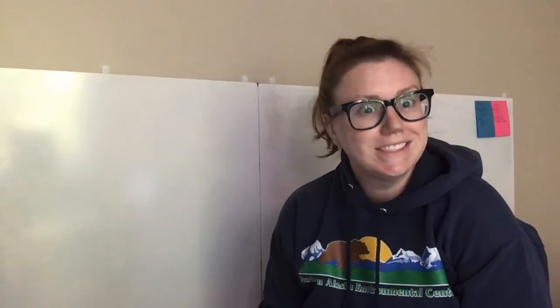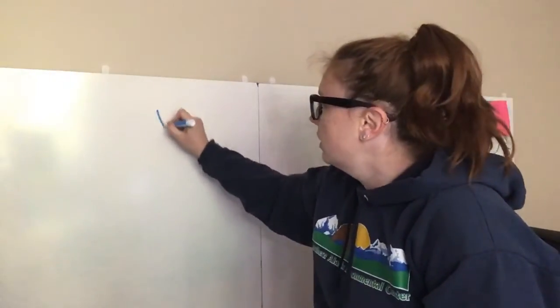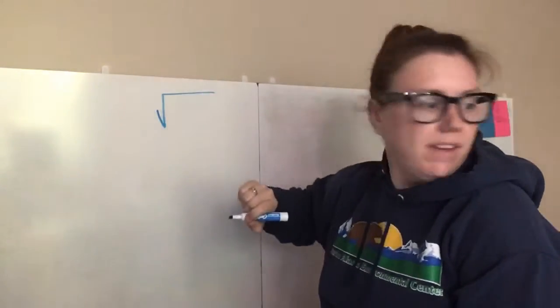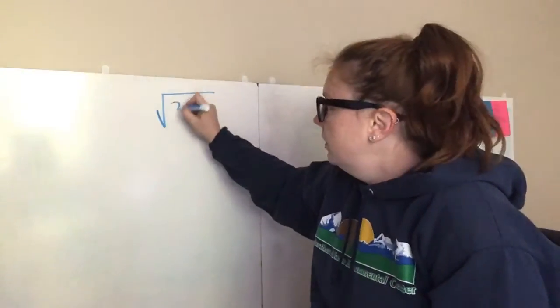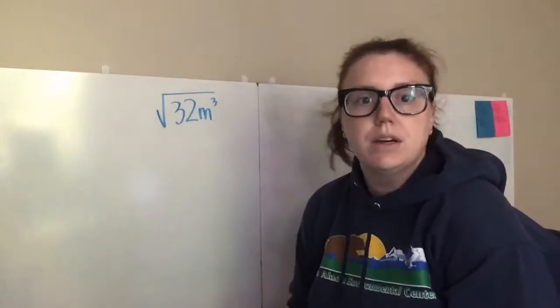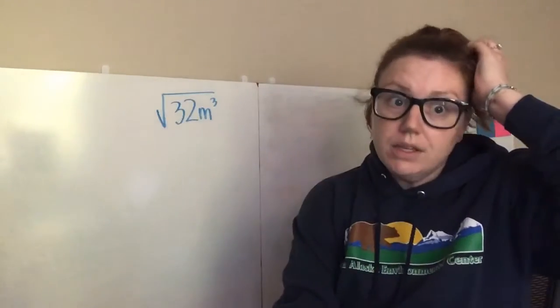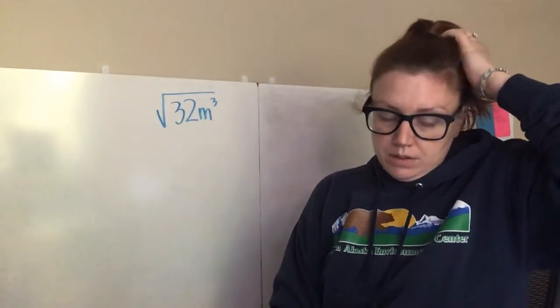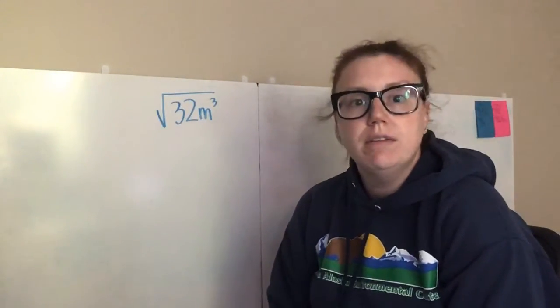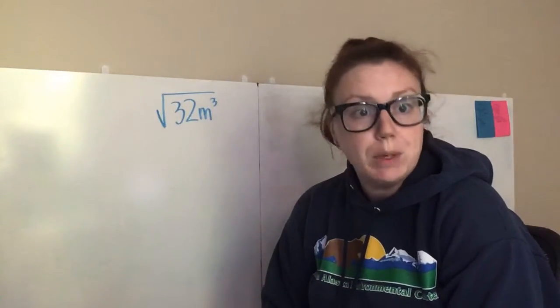Okay, we are going to practice simplifying radicals. So, let me just make sure that this is big enough to see. Perfect. All right, so we're going to do the square root of 32 m to the third. And so I'm going to be using factor squares to look at it. So when you are simplifying radicals, you want to make sure that you are looking for perfect squares.